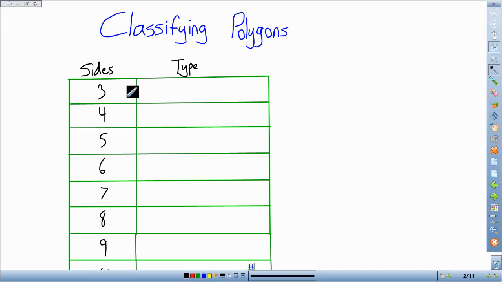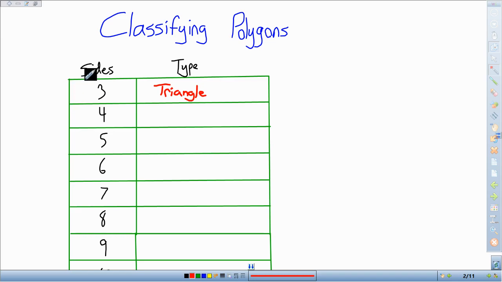Okay, so we're looking for the name of a polygon with this number of sides. Starting out with a polygon with three sides, we all know that. That's called a triangle, right? Go ahead and add that to your list. Something you probably won't forget, but it's good in the context of everything else.